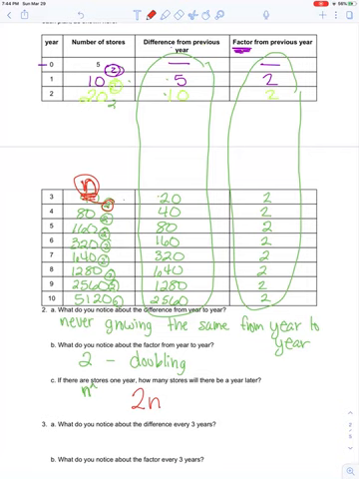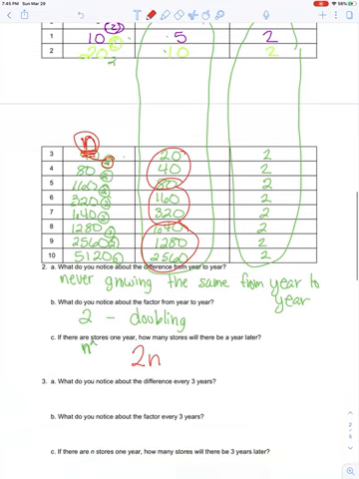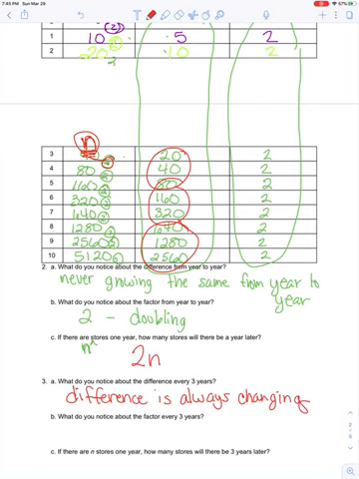And then what do you notice about the difference every 3 years? Okay, again, if we look here at every 3 years, there's not really a pattern here in the differences. So the difference is not the same this time. But what do you notice about the factor every 3 years?